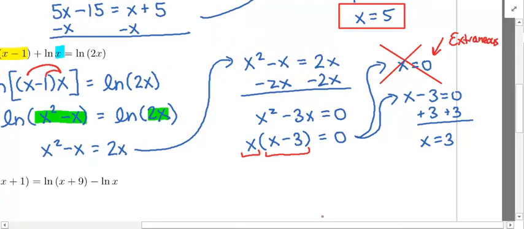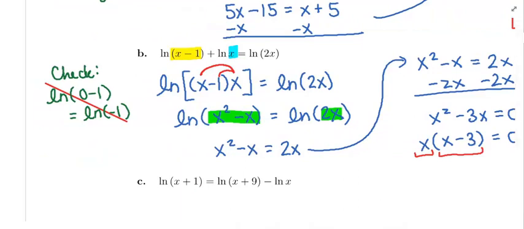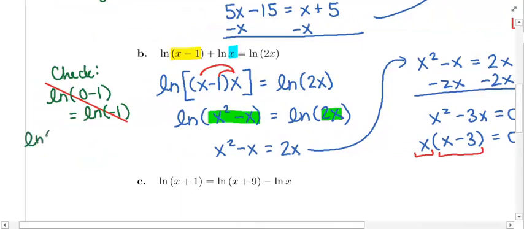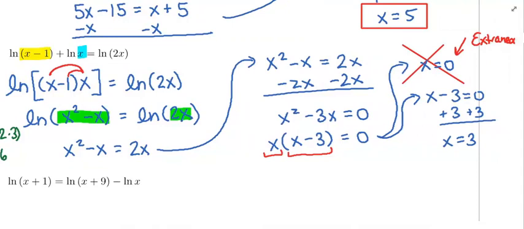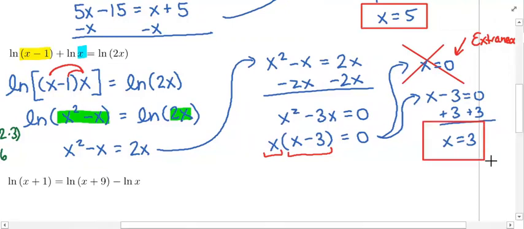Now let's go and check the other solution, x equals 3. Plug it in. We're going to get the natural log of 3 minus 1 plus the natural log of 3. Does that equal the natural log of 2 times 3? That's going to be the natural log of 2 plus the natural log of 3 is equal to the natural log of 6. We're good to go here because we're taking the logarithm of positive numbers in each piece. So x equals 3 is going to be the only solution for this equation. Let me write here, this is the only solution.